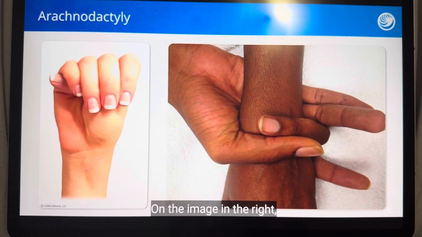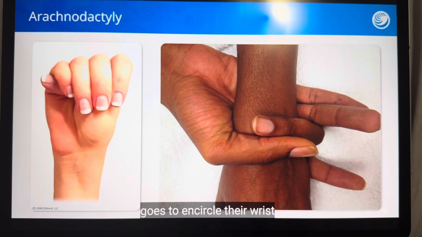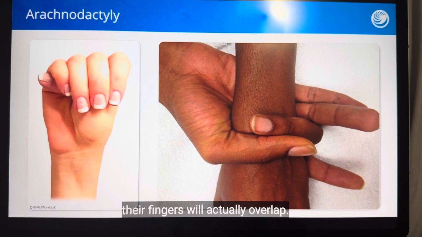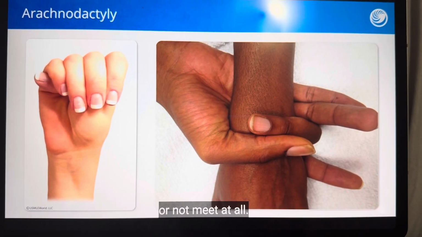On the image in the right, you can see that whenever the client with Marfan syndrome goes to encircle their wrist with their middle finger and thumb, their fingers will actually overlap. Unlike with us, our fingers will just meet or not meet at all.